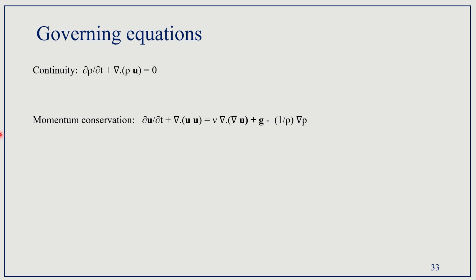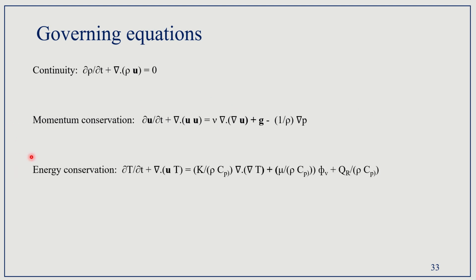Similarly, for the momentum conservation equation, we have ∂u/∂t plus ∇·(uu) is equal to ν ∇·∇u plus g minus (1/ρ)∇p. That is, we have divided the momentum conservation equation by ρ. And now if you look at it, again we are not having any rate of reaction term. So again in the mixture momentum conservation equation, we are not dealing with any rate of reaction terms.